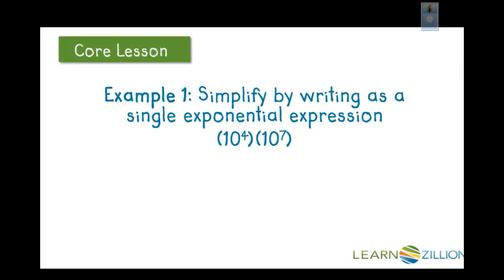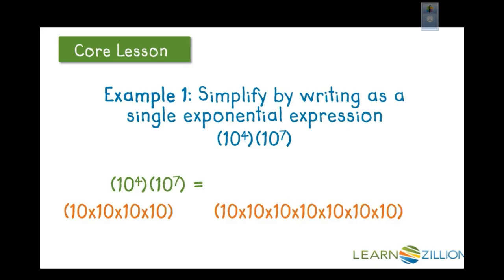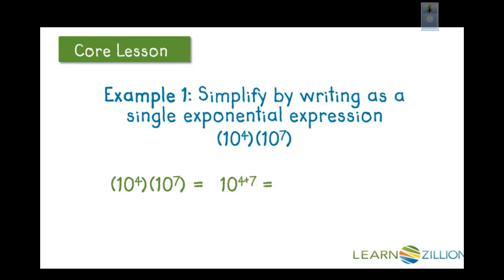Here's an example. We are to simplify this expression by rewriting it as a single exponential expression. First, notice that the base of both exponents is 10. So I want you to visualize expanding this to 4 10s in a multiplication sentence times 7 more 10s in a multiplication sentence. Once we do this, we see 11 10s in a multiplication sentence. My hope is that you soon start visualizing this expansion on your own, and you can see that you can just take the sum total of 4 plus 7, or get 10 to the 11th power.